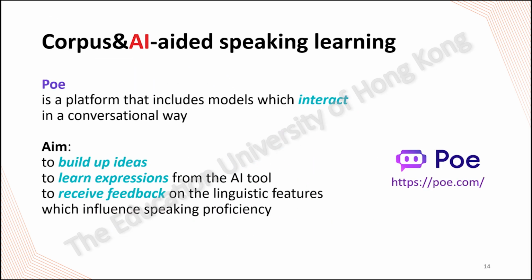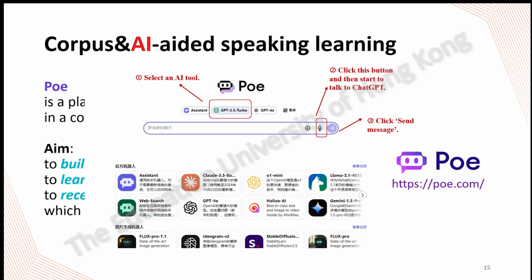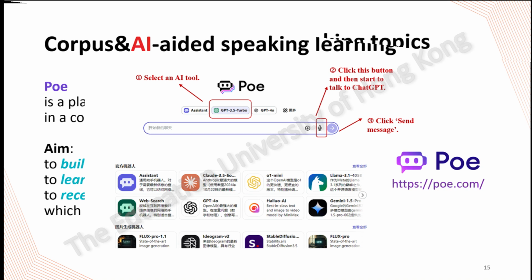You have tried to use ChatGPT on Poe for the previous sessions. Today, we will communicate with ChatGPT on Poe orally and try to receive feedback on pronunciation. When you open Poe, you can see that there is a small microphone button. Click this button to input your speech, and click the Send Message button after you finish your speech.